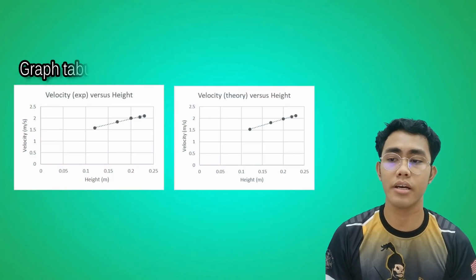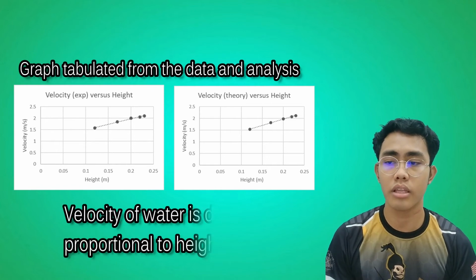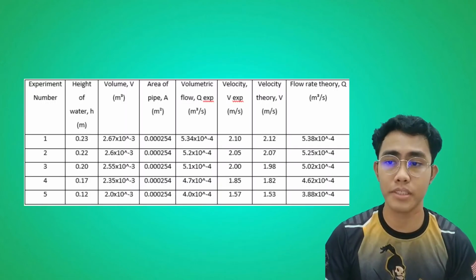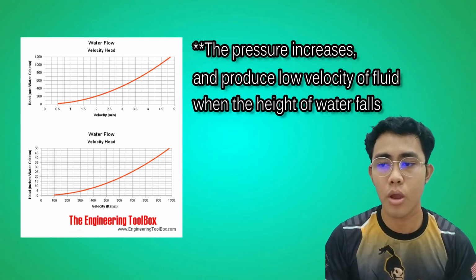As you can see here, both graphs that were tabulated based on the data obtained show that the velocity of water is directly proportional to the height of water. As the experiment was repeated 5 times, the pressure dropped and produced low velocity of fluid when the height of water falls.